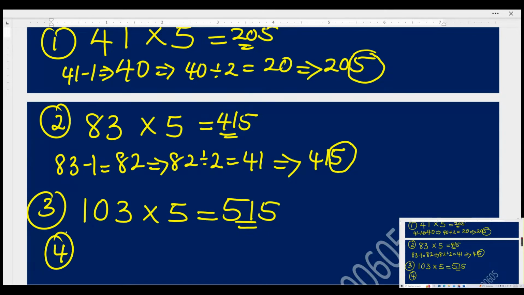Wow. 103 times 5 is equal to 515. I did it in my head. I did not have to use my pen and my book. I didn't have to use a calculator. Now let's continue with this.